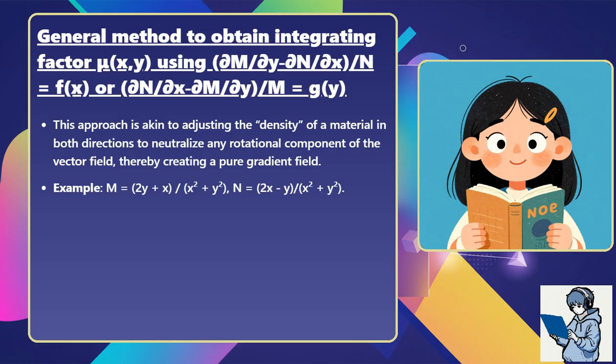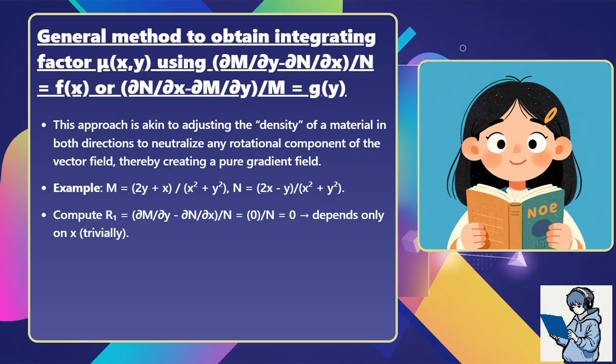Example: M equals (2y plus x) divided by (x squared plus y squared). N equals (2x minus y) divided by (x squared plus y squared). Compute R1 equals (partial of m with respect to y minus partial of n with respect to x) divided by n equals 0 divided by n equals 0, which depends only on x trivially. Hence mu equals e to the integral of 0 dx equals 1, so the equation is already exact.